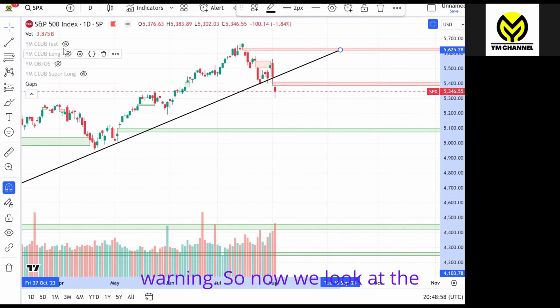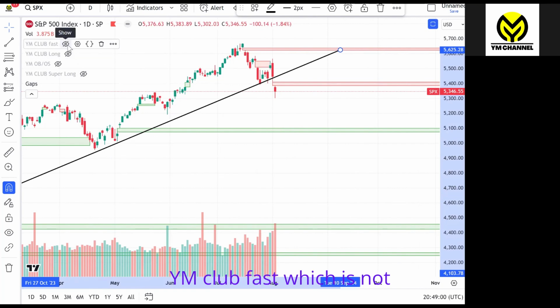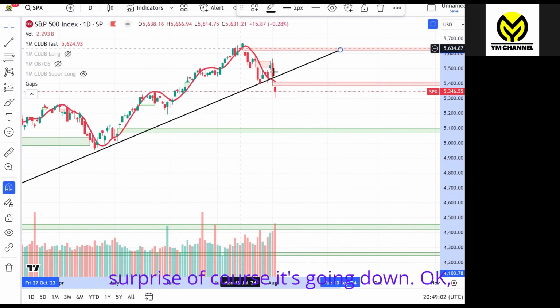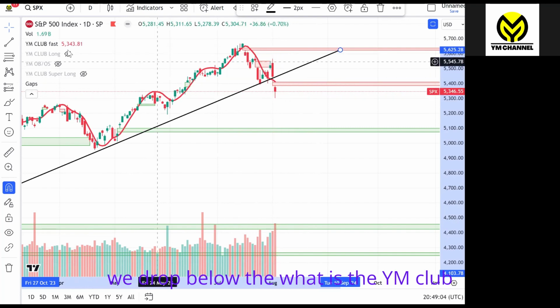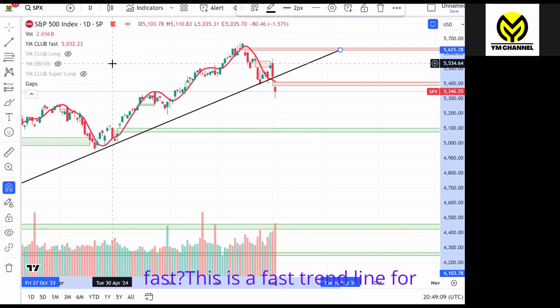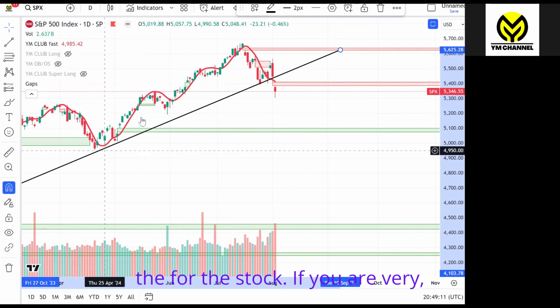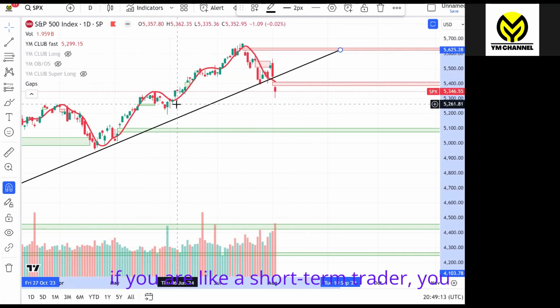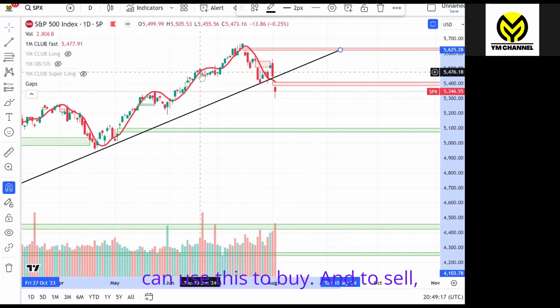So now we look at the YM Club Fast, which is not surprise. Of course, it's going down. We drop below. What is the YM Club Fast? This is a fast trend line for the stock. If you are like a short-term trader, you can use this to buy and to sell.